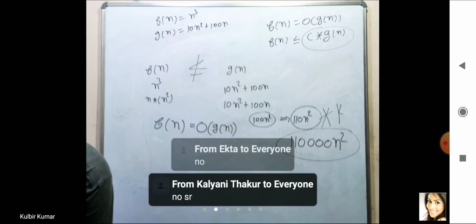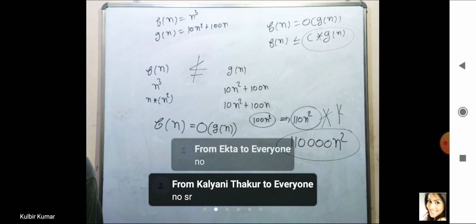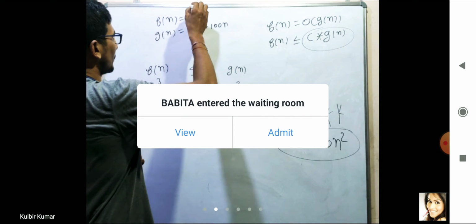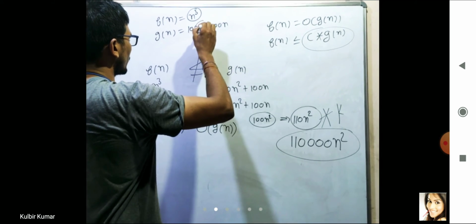No. So we cannot write f of n is order of g of n. Fine. Now listen, one thing. I'm just going to tell you one shortcut. Just pay attention over highest polynomial.